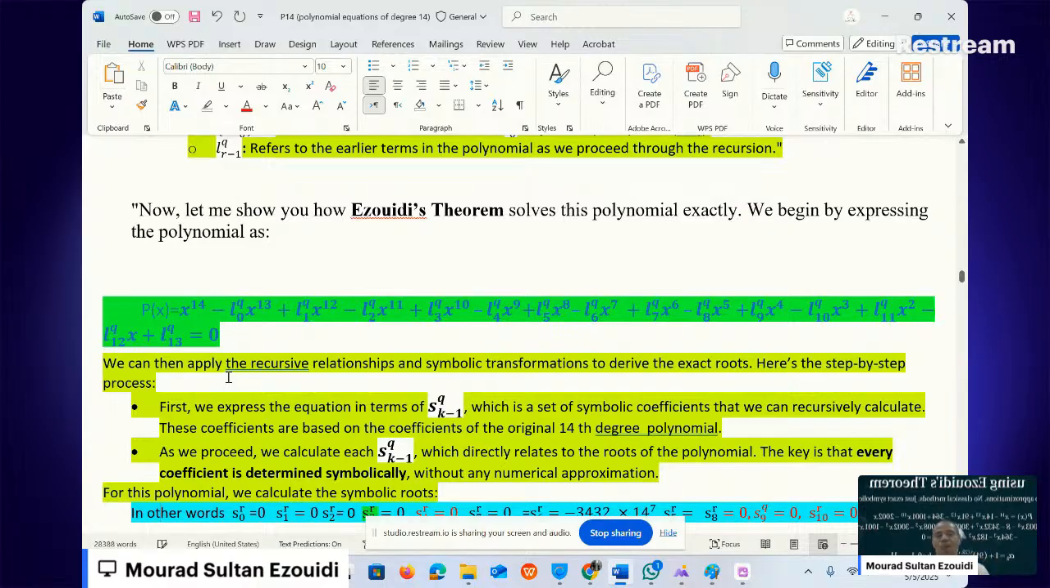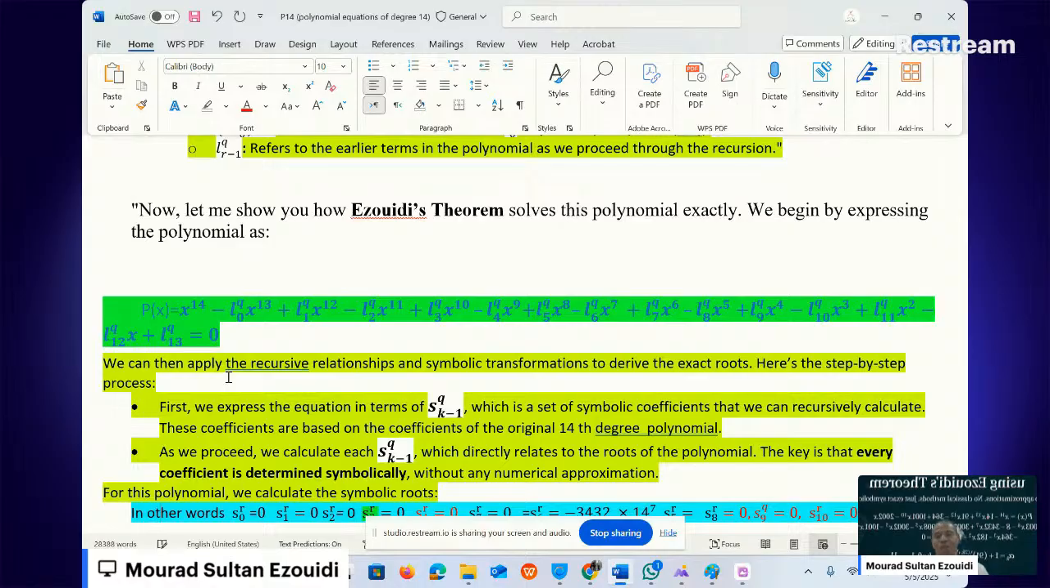and we forget about the theorem that for a degree higher than 5 we cannot resolve it. We can find radical roots, or we can express it in radicals. But here in this example, we really express it, or derive its roots, with radicals, which is contrary to Abel's theorem. Here Professor Mourad Sultan Ezouidi can apply the recursive relationships and symbolic transformations to derive the exact roots.